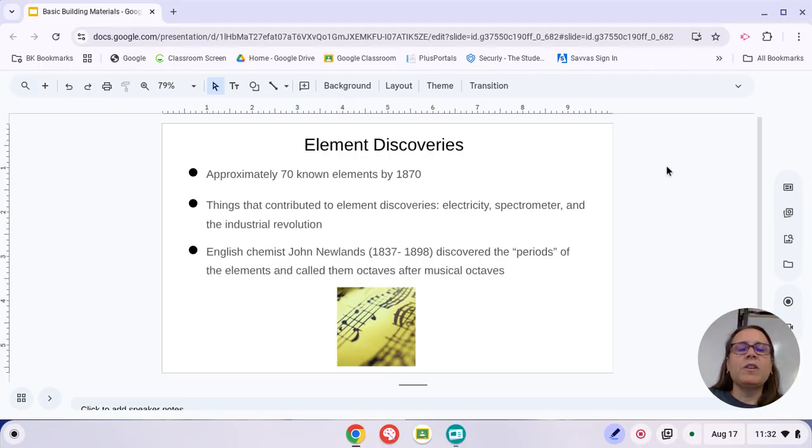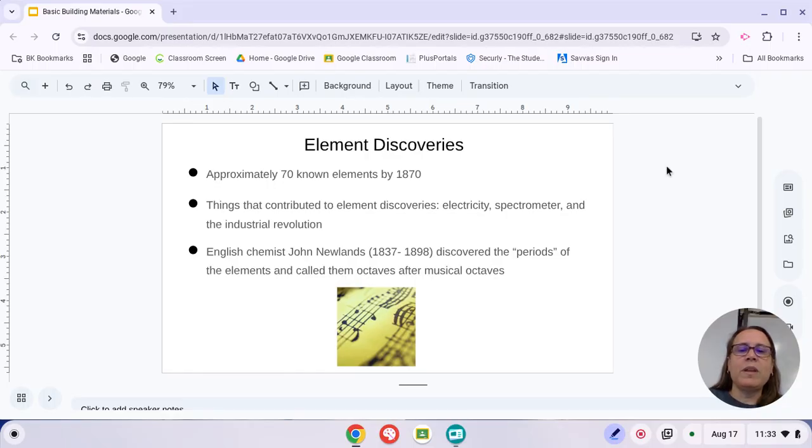Okay, so as we discovered the elements, there were approximately 70 discovered or known by 1870. These were the really common ones that you probably think of, particularly a lot of the metals: silver and gold and copper and zinc and nickel, ones that we've known for thousands of years. And during the Industrial Revolution, we started having a lot more equipment, a lot more machines, a lot more ability to do more testing and to discover new things about elements that we already knew about and even about new elements themselves.